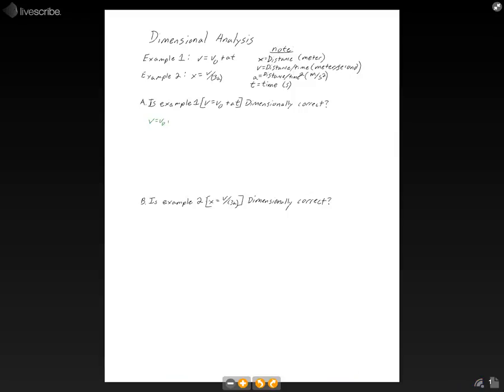So for this problem, we are going to be talking a little bit about dimensional analysis. Dimensional analysis is kind of a bigger term.